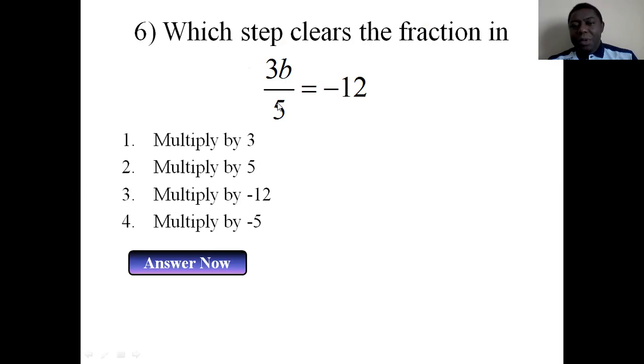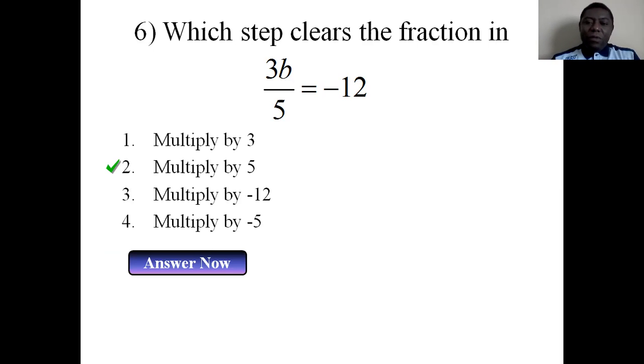And the next step will be to divide. We would divide both sides by 3, right? Multiply both sides by 5, then we divide both sides by 3. Yeah. So you check. The answer is 5, right? The answer is 5. Okay.